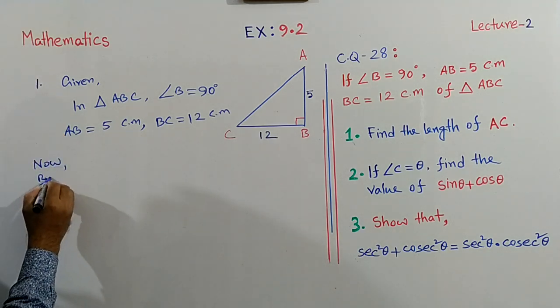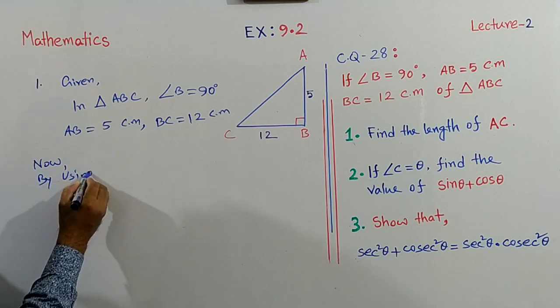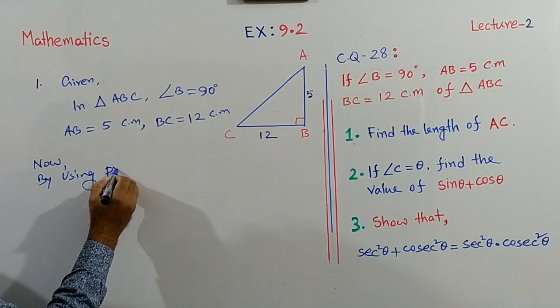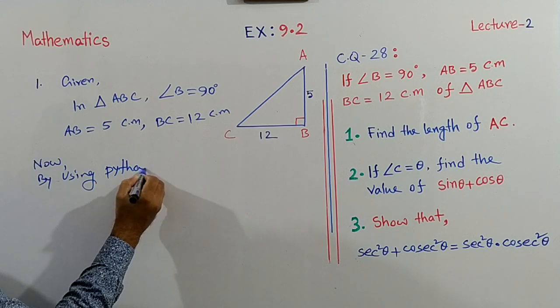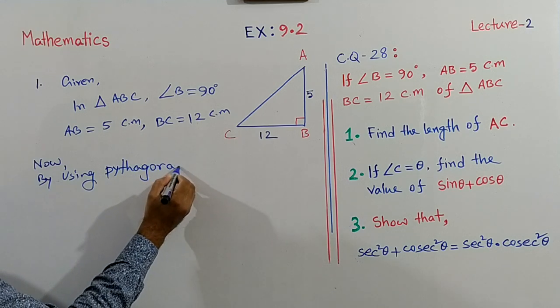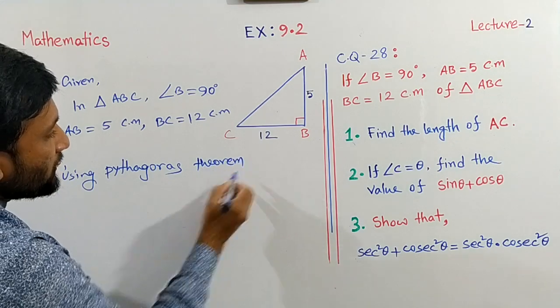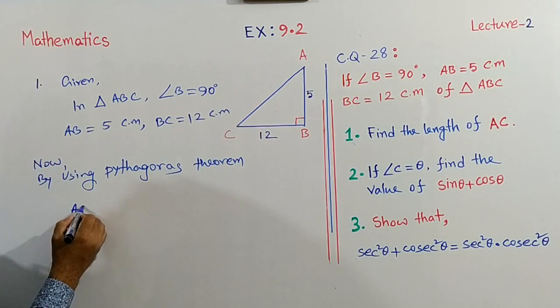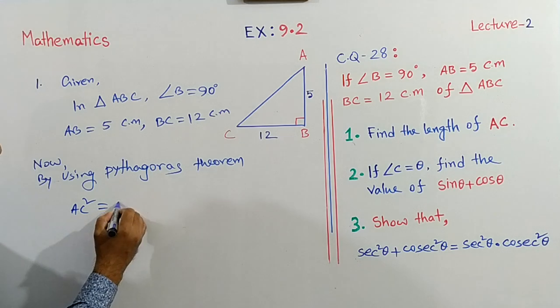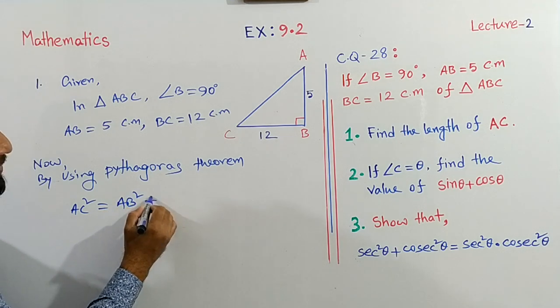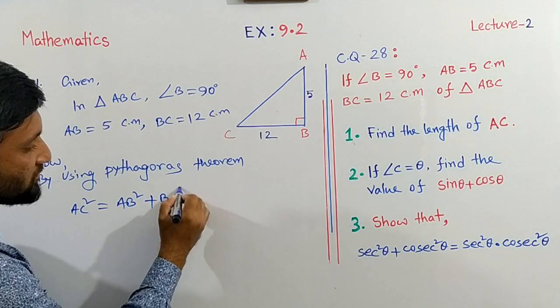by using Pythagoras theorem, we can get AC square. That means hypotenuse AC square equals to AB square plus BC square.